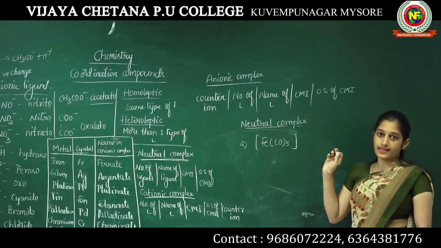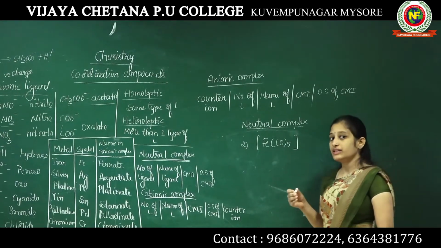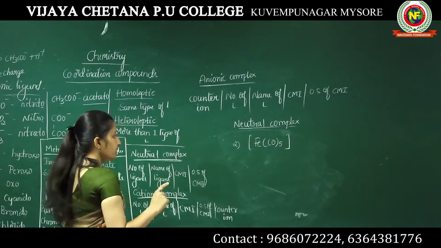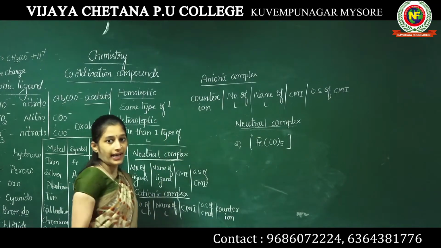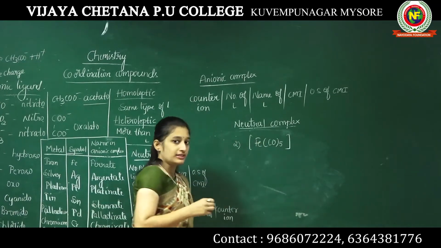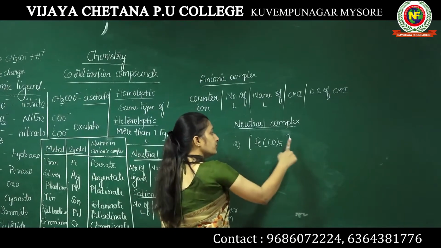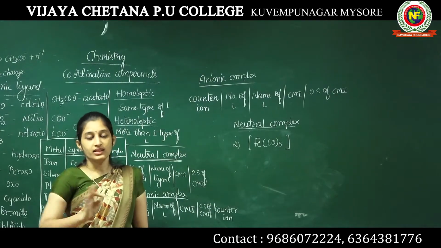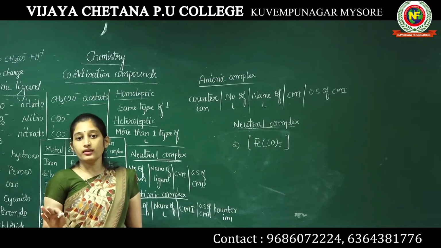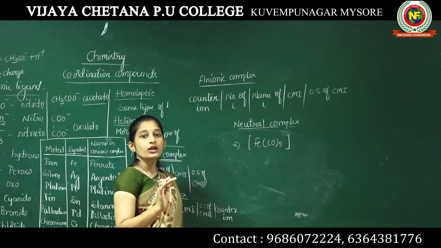Then the second example. Iron, CO 5 times. In the last example, the central metal atom was nickel. But in this example, the central metal atom is iron. Iron with 5 carbonyl groups. See, listen here. Iron is the central metal atom. No doubt in that. This is also a neutral complex.